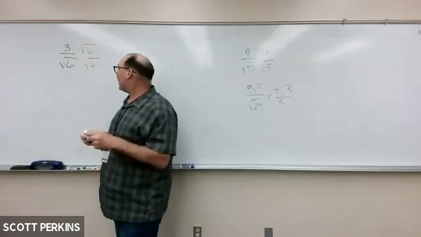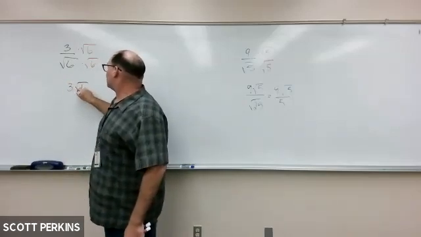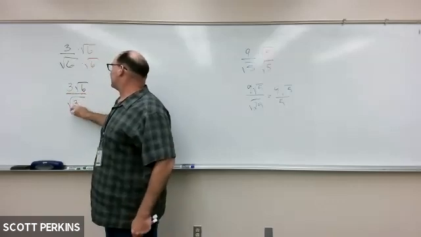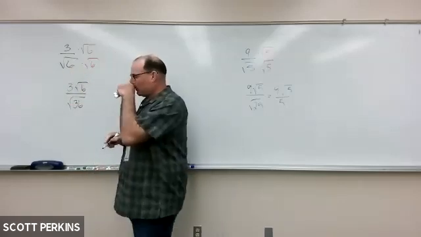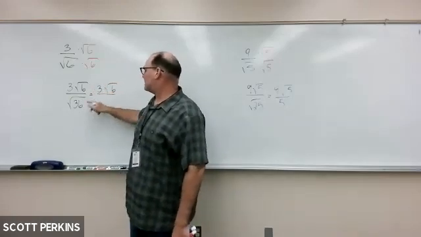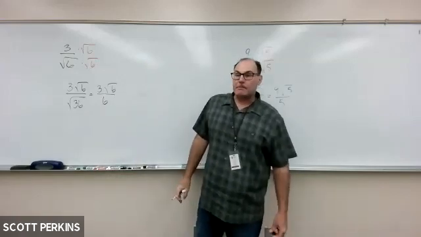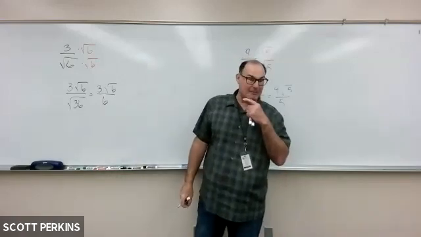So in the numerator, I've got 3 times the square root of 6. The denominator is the square root of 36 because 6 times 6, they're both under the radical. So I can now go ahead and do this. Square root of 36 is 6. Now I can do a little reducing on this one. Okay, that was my purpose on this example.